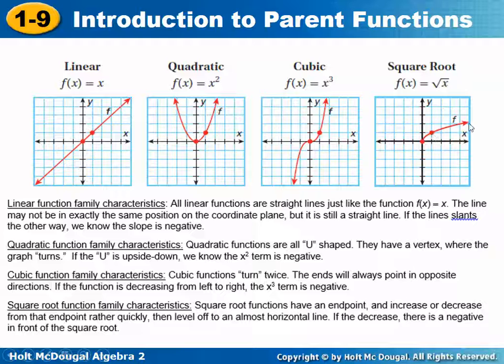And finally, the square root function, they have an endpoint. None of these other ones have endpoints. All of these continue in both directions. This one only continues in one direction. They increase or decrease from that endpoint rather quickly, and then they level off to almost a horizontal line. If they decrease, there is a negative in front of the square root. So if this would have dipped down and then leveled off, then that would have been a negative square root of x.